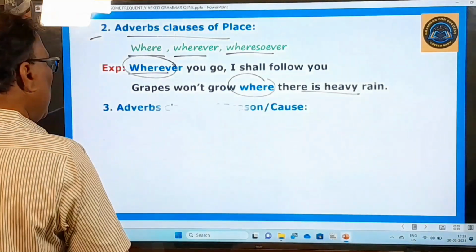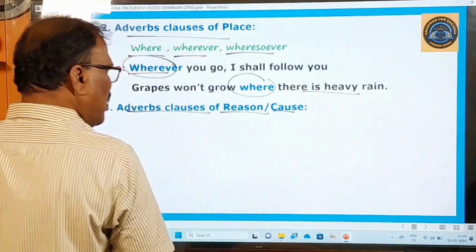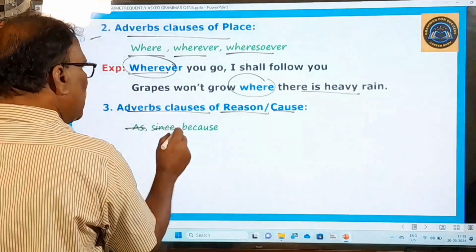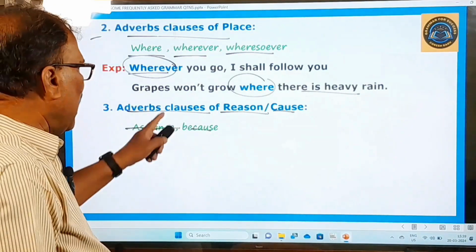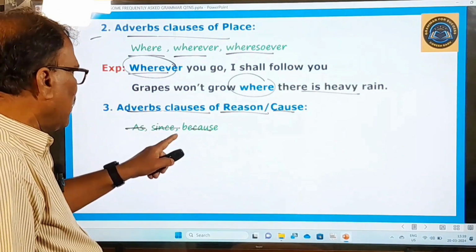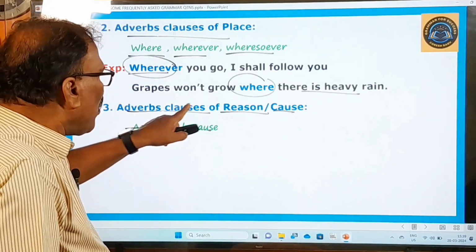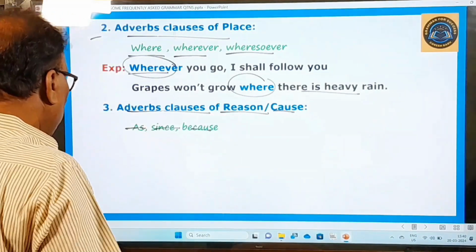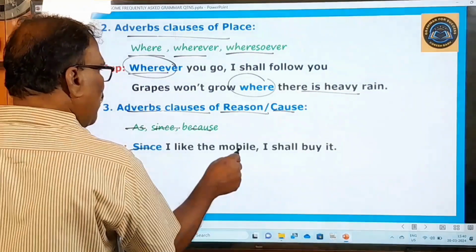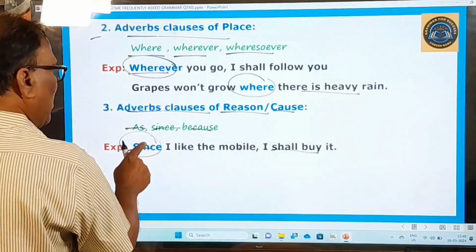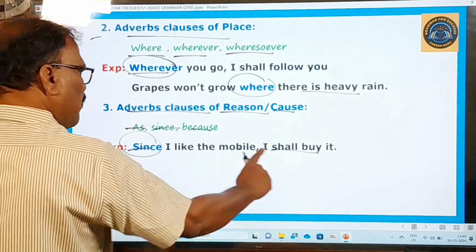And you go to the third one, adverb clauses of reason or cause. What are they? As, since, because. These three are called adverb clauses of reason or cause, because these are the subordinating conjunctions that introduce adverb clauses of reason. So let us look at the example. Since I like the mobile, I shall buy it. Since is what? A subordinating conjunction, therefore it's a complex sentence.